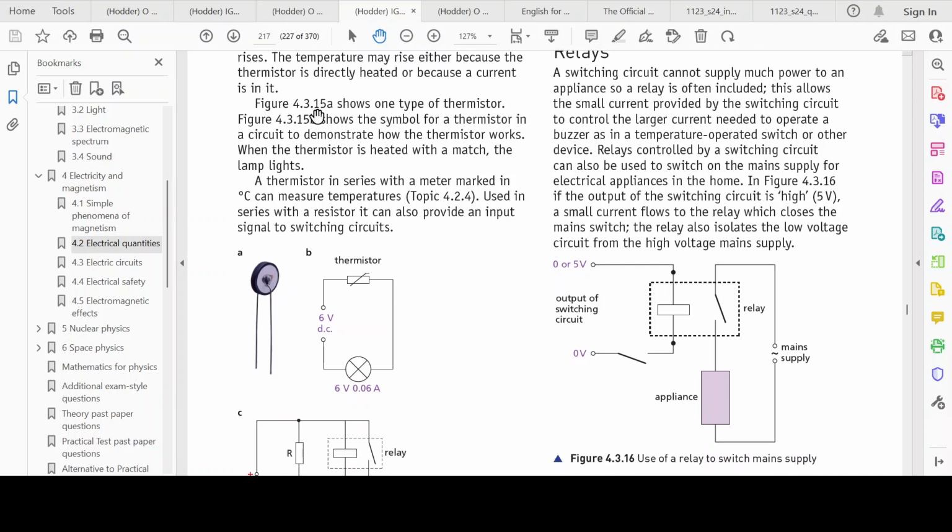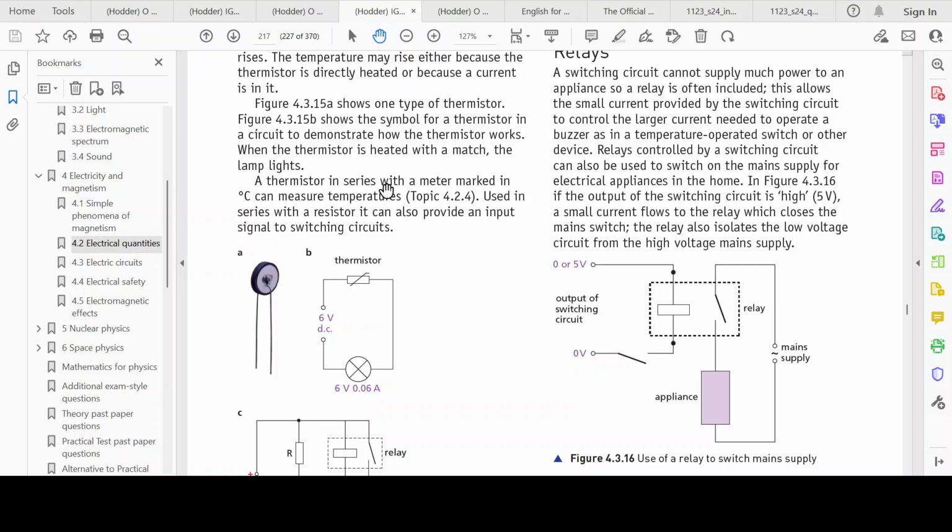Figure 4.3.15a shows what a thermistor looks like. This shows the symbol for thermistors over here. You've got this rectangle with a diagonal and then a straight line, sort of like a crowbar, right, in a circuit to demonstrate how the thermistor works. So as it gets hot, the resistance falls and allows the current to pass through. The lamp lights up, right?